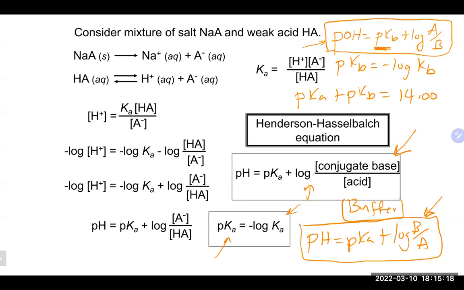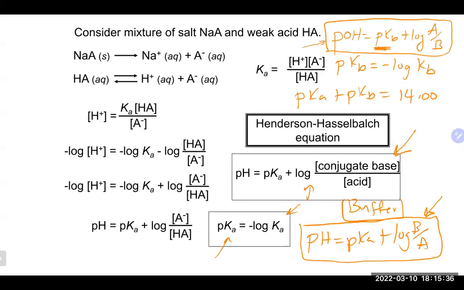Again, sometimes you'll see people use the other one. But in a lot of cases, you'll have to subtract the 14 anyway. So might as well just directly calculate the pH rather than having to subtract the 14. Any questions on that? So let's talk about then how to use this here.